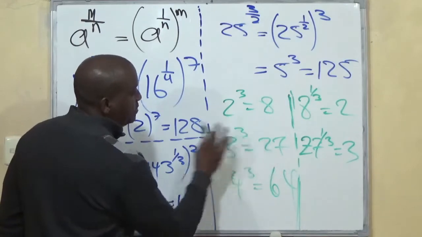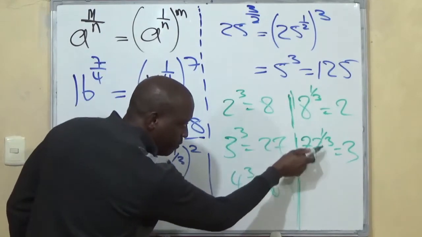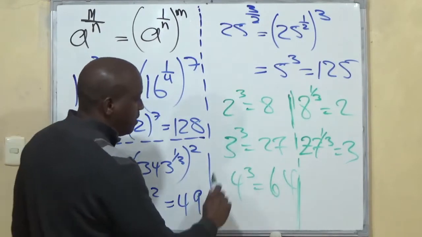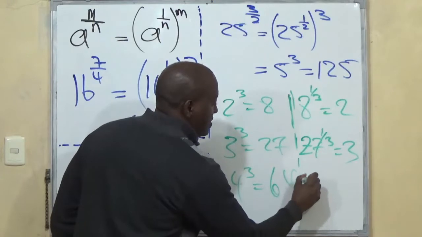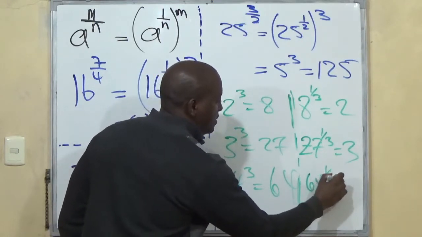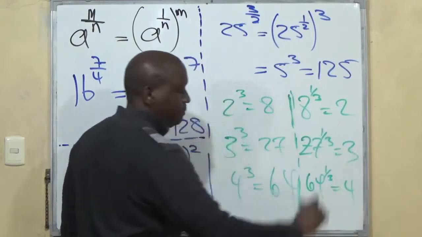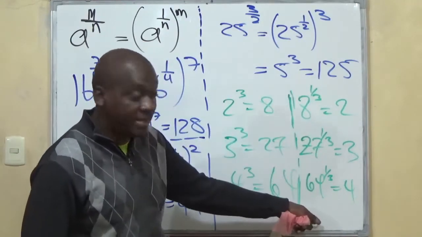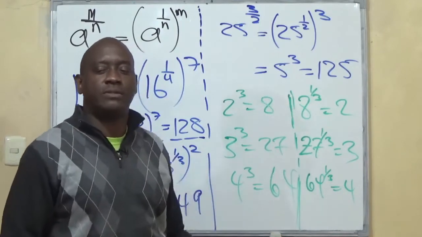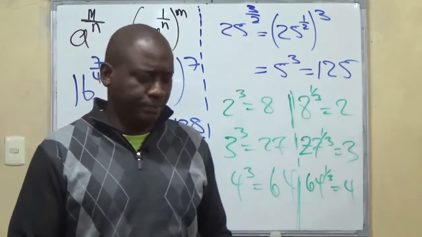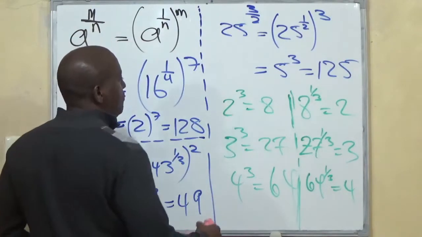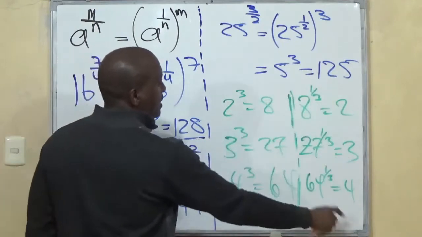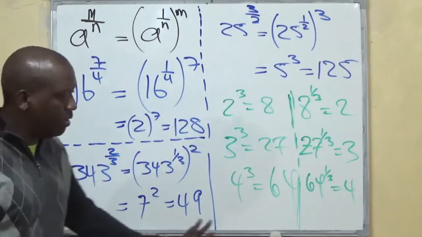So 3 to the power of 3 is 27. 27 to the power of 1/3 is 3. 4 to the power of 3 is 64. It means then that 64 to the power of 1 over 3 is equal to 4. This column here is what we refer to as the cube root, the third root. Let me do the same thing with powers of 4. So you have the perfect cube, and then you have the exact root, the cube root. All integers.